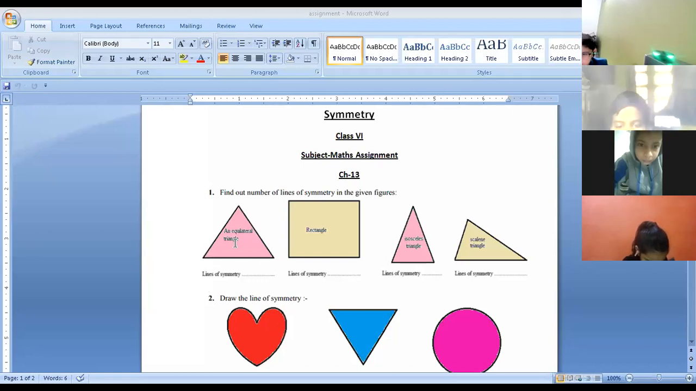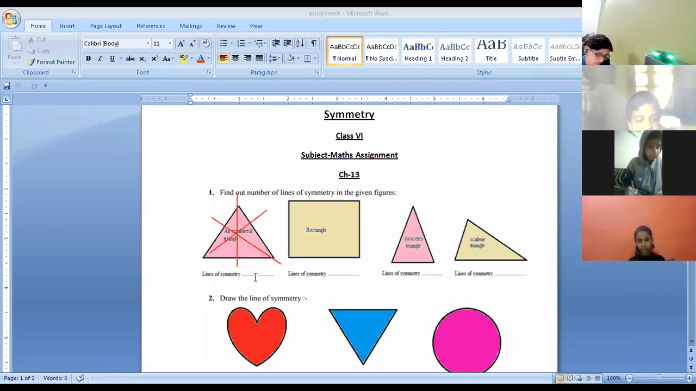Now listen to me very carefully. There are three lines of symmetry in an equilateral triangle. One is straight, this is the first. This one is second, this way. And this one is third. So there are three lines of symmetry in an equilateral triangle. An equilateral triangle has all the sides equal, so that's why it has three lines of symmetry.